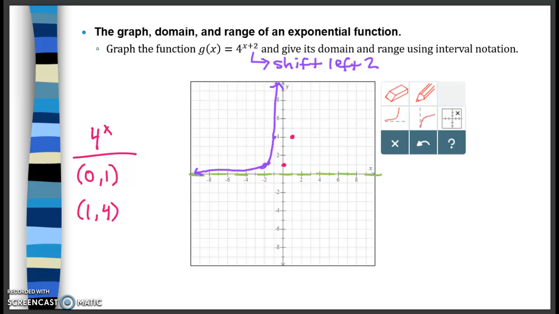But also, let's go ahead and talk about the domain and range of this function. The domain of this function, well, I can go all the way to negative infinity, and this part where it goes up is going to keep going on to infinity. So my domain is going to go from negative infinity to infinity. And then my range, I'm going to approach y equals 0, but I'm never going to get there. So my range is going to go from 0, and then it goes up to positive infinity. And that is how to do the graph, domain, and range of exponential functions.